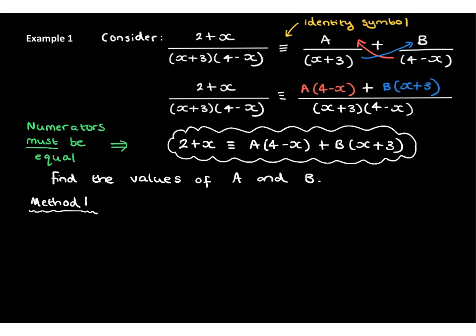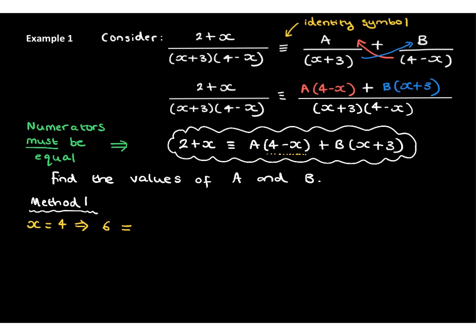So I'm going to choose, first of all, the value x equals 4, and I'm going to substitute it into both sides. Now, if I choose x equals 4, on the left-hand side, I've got 2 plus x, which is equal to 6. Now, on the right-hand side, see what happens when x is equal to 4. Can you see this bracket here becomes 0, which means a is being multiplied by 0, and so a vanishes out of the picture, which instantly simplifies what we've got to do.